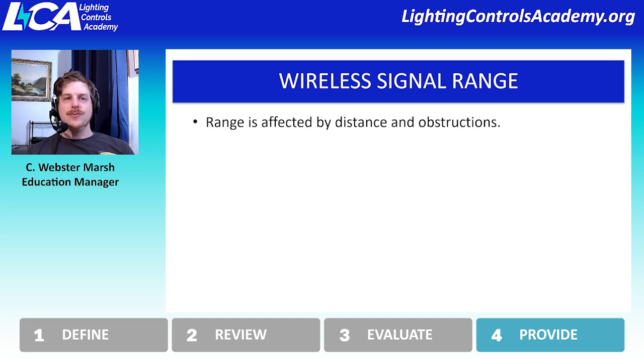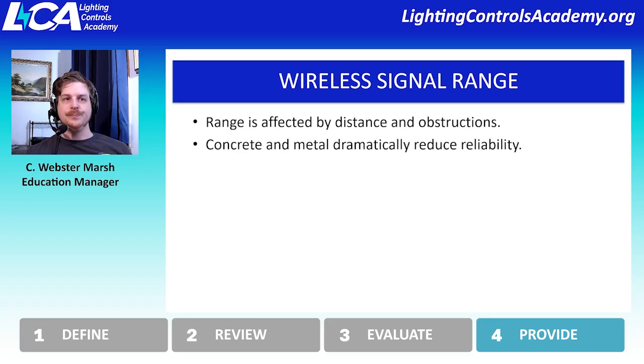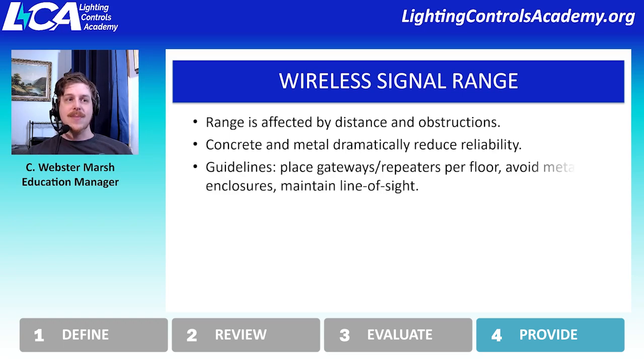So range really is affected by how far away or how many obstructions there are. You might have concrete or metal, and this is where you might see a lot of devices will say do not mount inside of a metal enclosure, because that will actually completely block off communication outside of that metal enclosure. So you'll see either an antenna attached to that box or a plastic fake panel so that communication can still leave the box. It's not trapped in that metal forever.